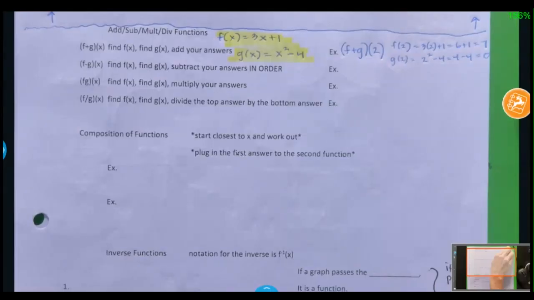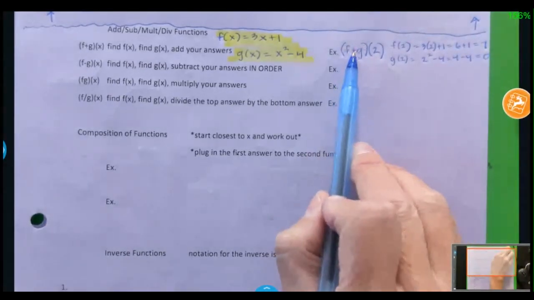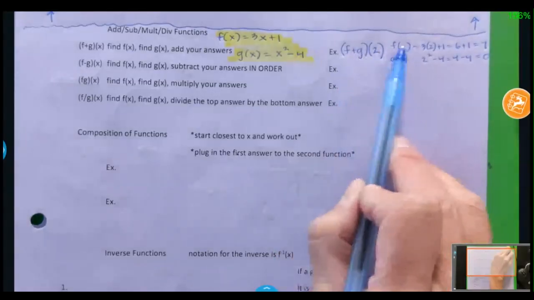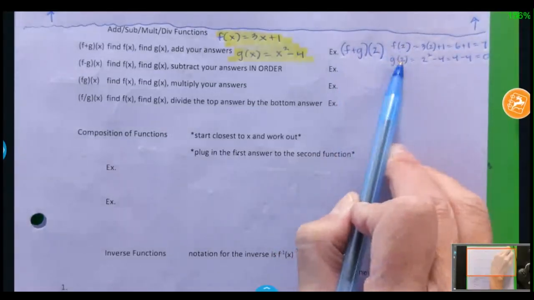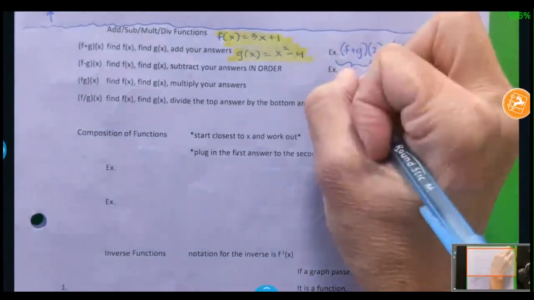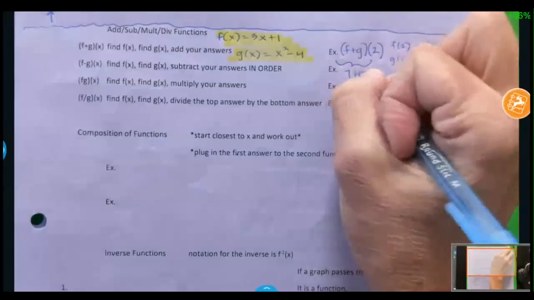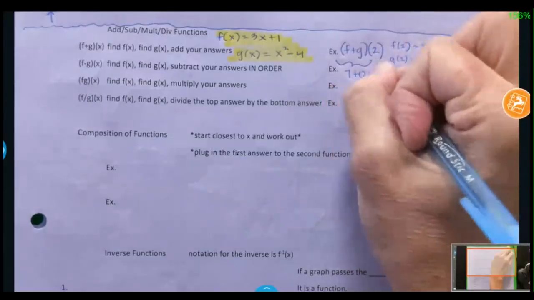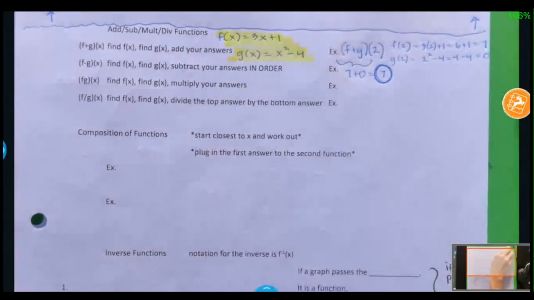Now, that is not my answer, okay? My answer is f plus g of 2. I've done f of 2. I've done g of 2. What I need to do is I need to add them together. So order matters, 7 plus 0. The answer is 7. Now, that just randomly ended up being a 0.